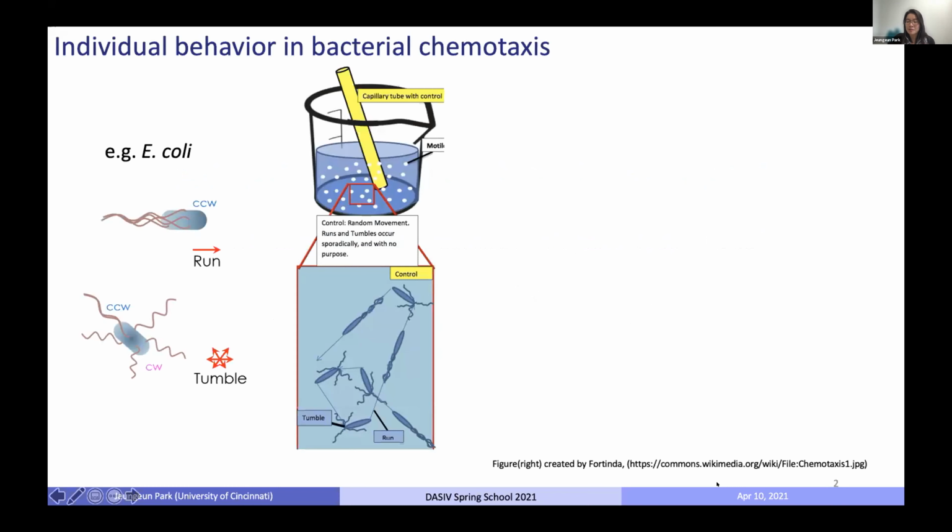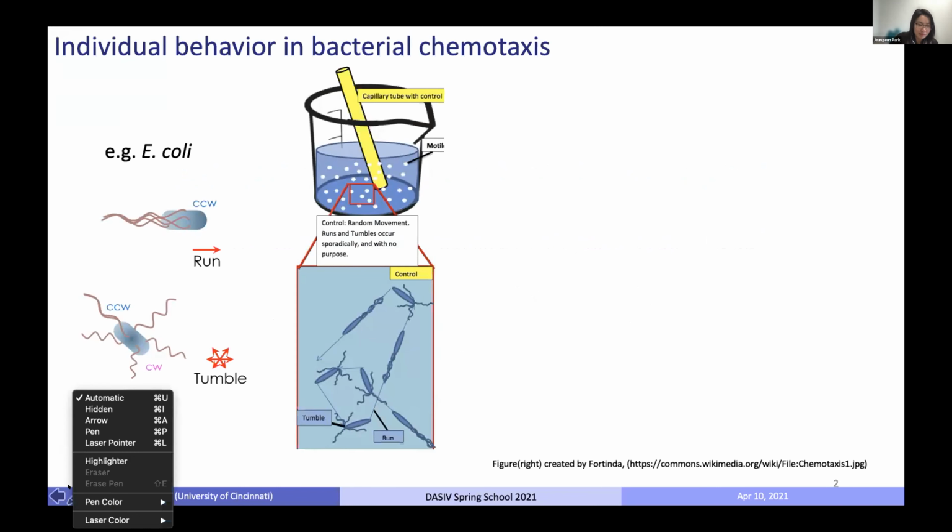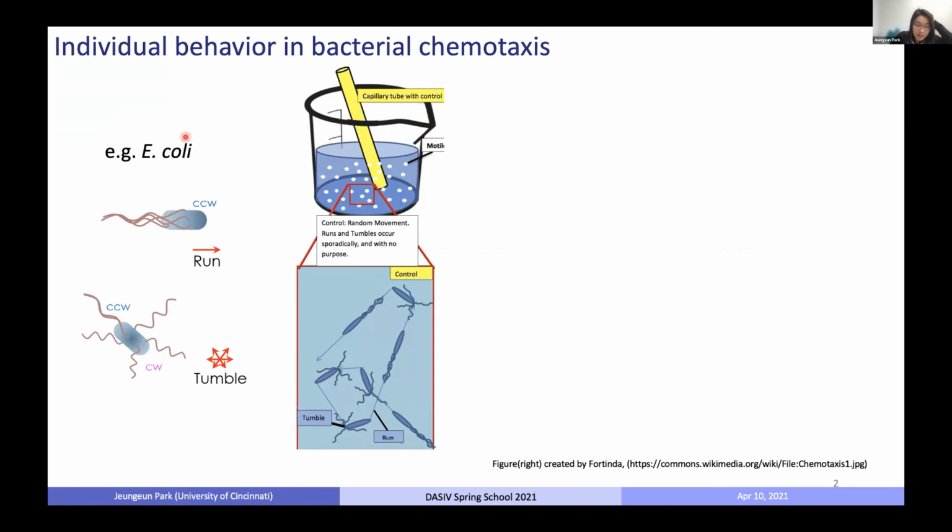So I'll give you an example, E. coli bacteria. So E. coli has multiple flagella over the body, and each flagellum is connected to the cell body via flagellar motor. And if all of the motors rotate counterclockwise, then it forms a flagellar bundle, and they run. But if one of the motors changes direction, like if this turns clockwise, then they start to tumble. It means they change the direction.